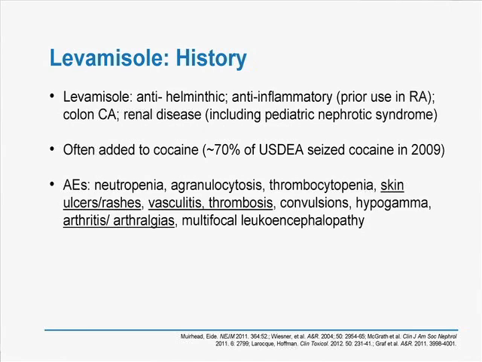by itself can account for neutropenia, agranulocytosis, thrombocytopenia, skin ulcers and rashes, vasculitis, thrombosis, convulsions, hypogammaglobulinemia, arthritis, arthralgias, multifocal leukoencephalopathy, and the production of many, many autoantibodies. So it is an agent that causes dysregulation of many normal immunologic functions.